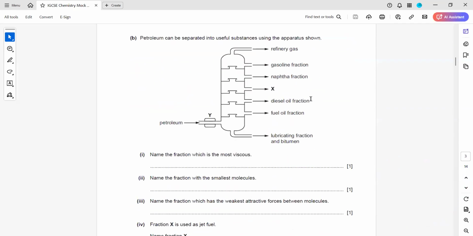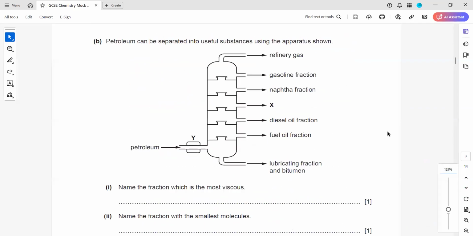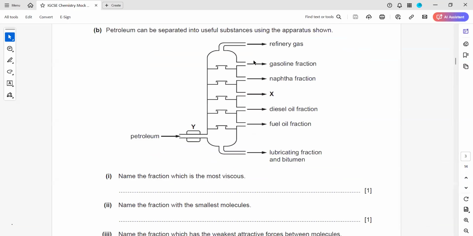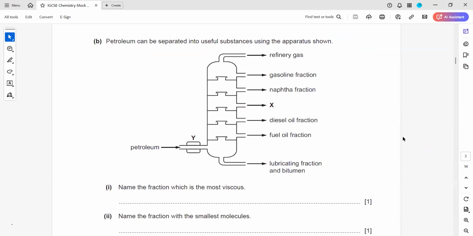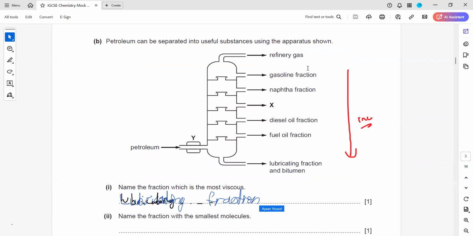Next, petroleum can be separated into useful substances using an apparatus, as you can see. Name the fraction which is the most viscous. Viscous means cannot flow easily, or thick. So as we go down this chamber, the viscosity increases. It becomes more viscous. So which fraction do we expect? The lubricating fraction or bitumen, we expect it to be more viscous.